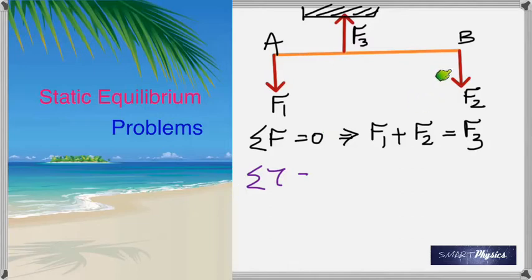Therefore, if the net torque must be 0, then F2 times this distance, let me call this point C, then F2 times BC should be equal to, can you complete it? F1 times AC.